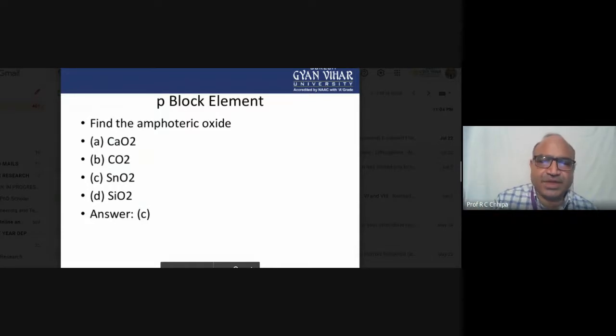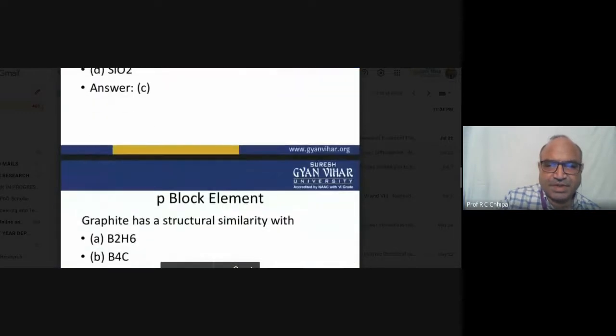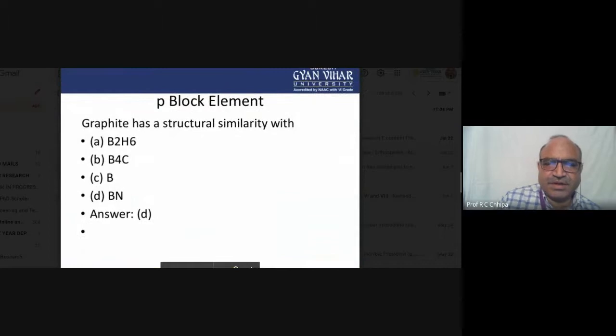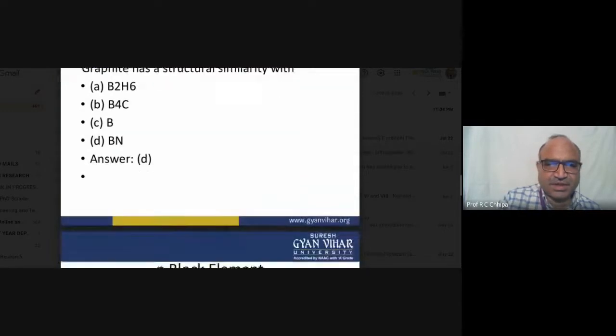Amphoteric, the answer itself is tin oxide. Carbon dioxide, calcium oxide, then silicon oxide, and we have now graphite. This has the similarity with boron nitride. So these are the questions.